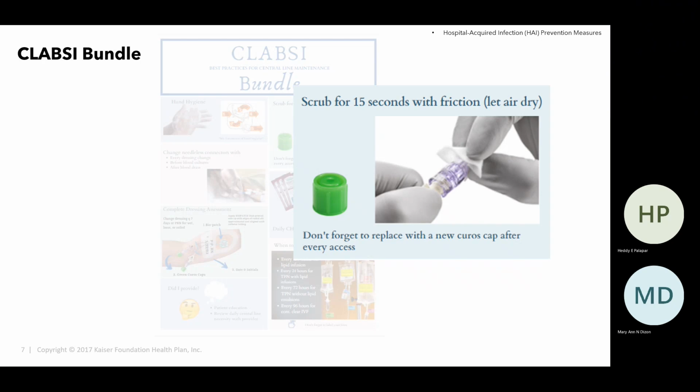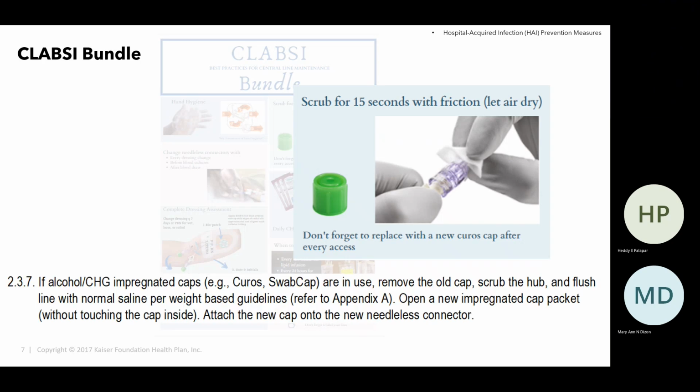How the needleless connector is disinfected before its access will determine how many organisms will enter into the bloodstream and how quickly biofilm will form. For that reason, our policy requires that the RN scrub the hub after removing an old Curos cap. Please make sure you apply adequate friction when scrubbing the hub, like juicing an orange. It's the friction that aids in properly disinfecting the needleless connector.